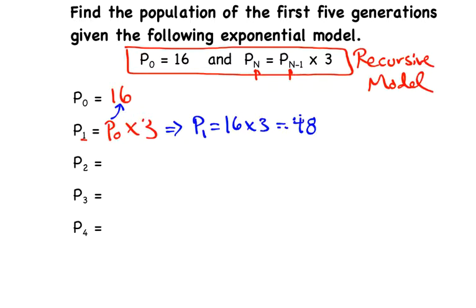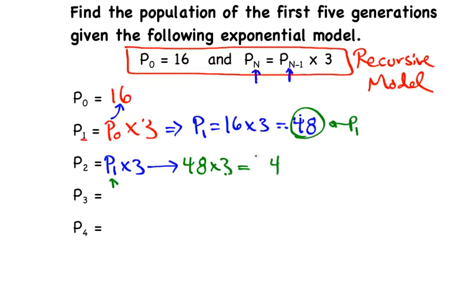So we can do this again for P2. We would plug 2 in everywhere we see n. That tells us that P2 is equal to P1 times 3. We would look up our answer for P1. We see that our answer for P1 is 48. So we would plug that in. We get 48 times 3, and we get 144 as our value for P2.